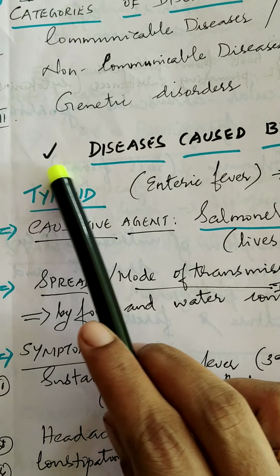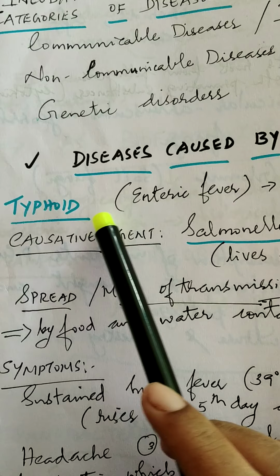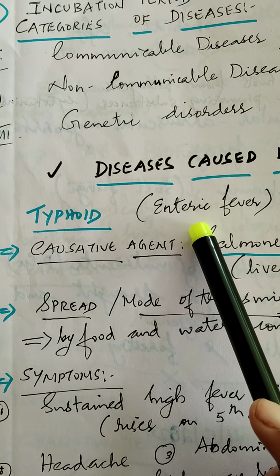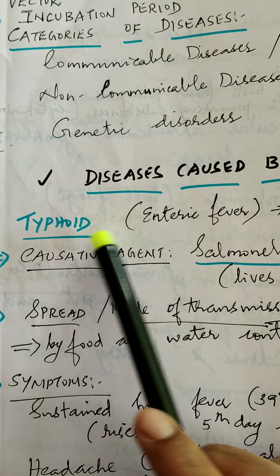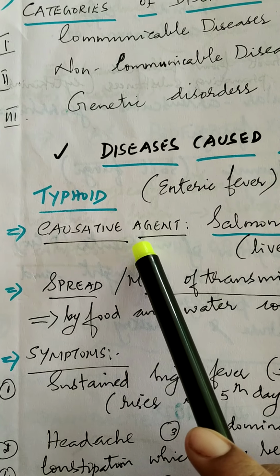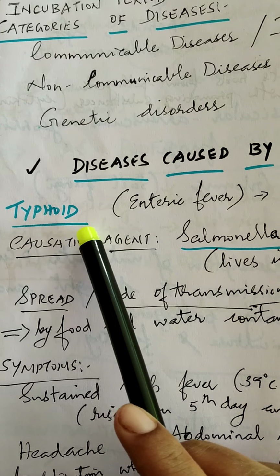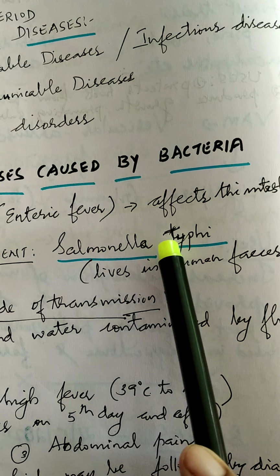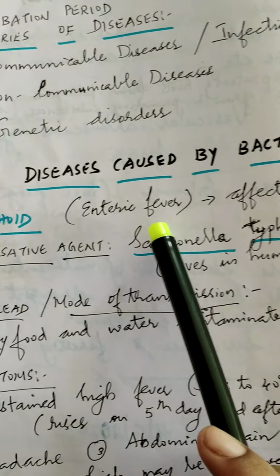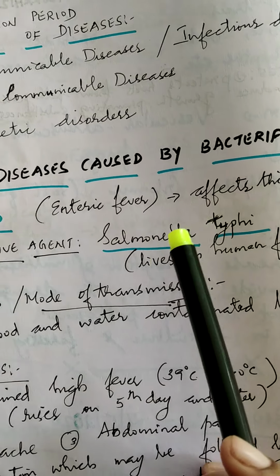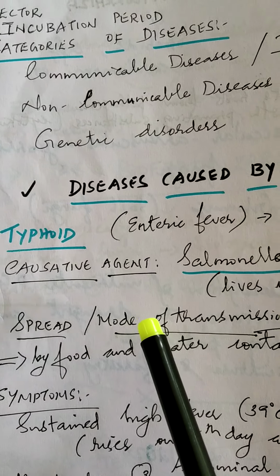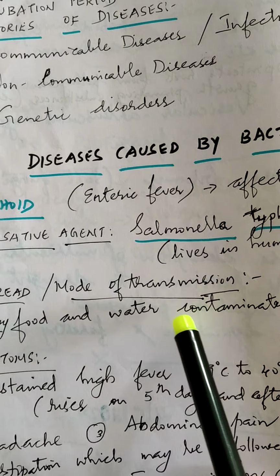And the first example in that is typhoid. So, typhoid is a type of enteric fever. Enteric fever in the sense that it affects the intestinal portion mainly. So, typhoid is an enteric fever and it affects the intestine. Now, what is the causative agent or the pathogen which causes typhoid? That is Salmonella typhi. And the Salmonella typhi lives in human feces. How is this Salmonella typhi transmitted? That is mainly by food and water which is contaminated by the flies.